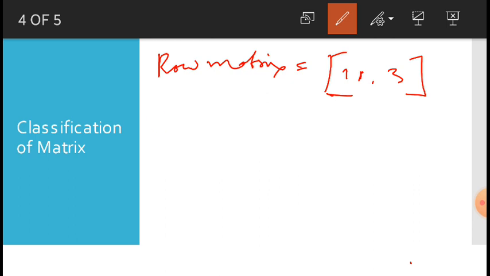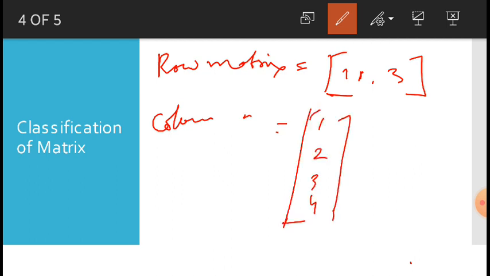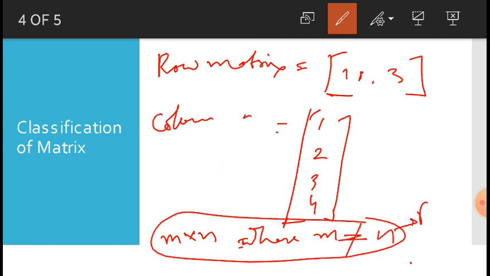Now another thing is the column matrix. A column matrix has only one column, with elements 1 2 3 4 like this way, and the number of rows doesn't matter. This is called a column matrix. Now another thing is the rectangular matrix. A rectangular matrix means the number of columns and rows is not the same. When we talk about an m by n order matrix, we can write m is not equal to n. This is the main definition of a rectangular matrix.